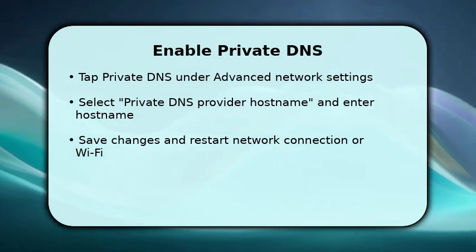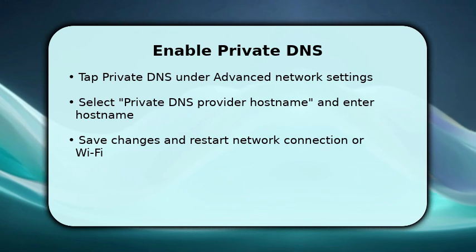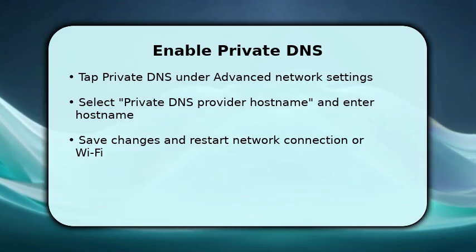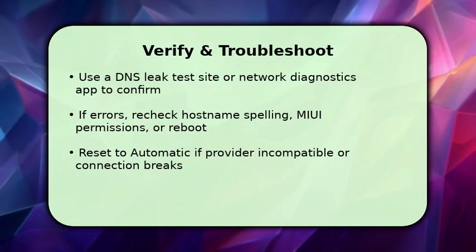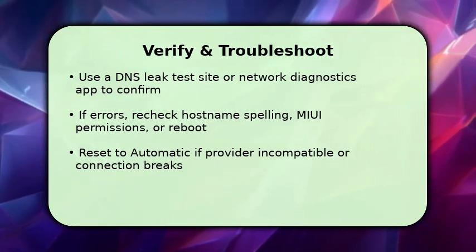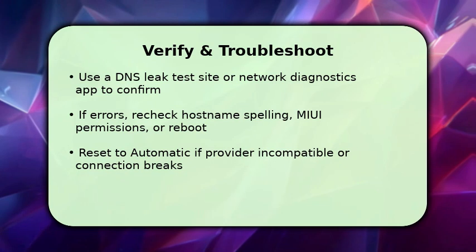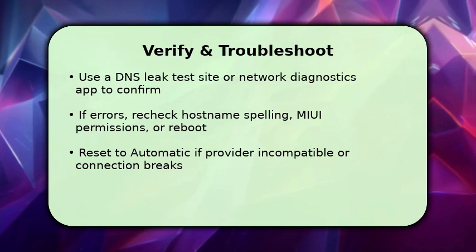After saving, toggle Wi-Fi or mobile data off and on so the resolver is used immediately. This ensures DNS queries go to the chosen provider. You verify success by visiting a DNS test site or using a diagnostics app to confirm the chosen resolver answers queries. If it's not working, recheck the hostname spelling and that MIUI hasn't blocked custom DNS.